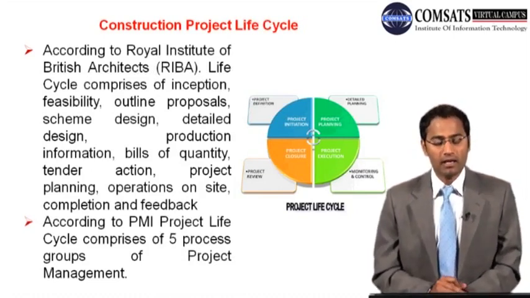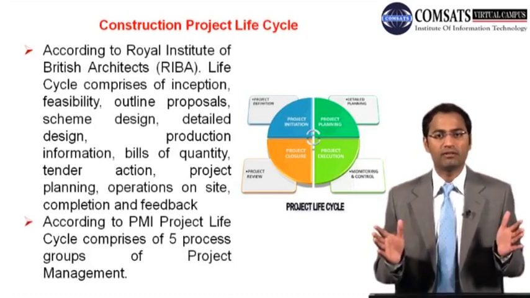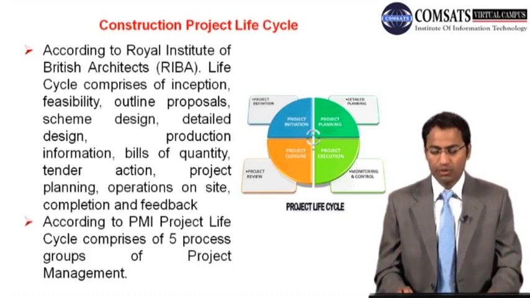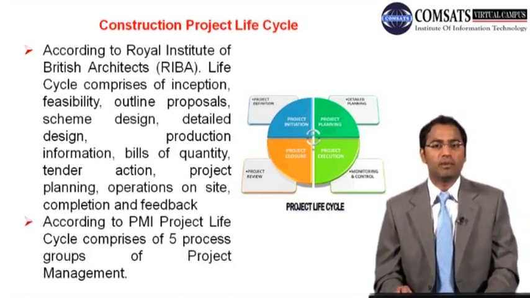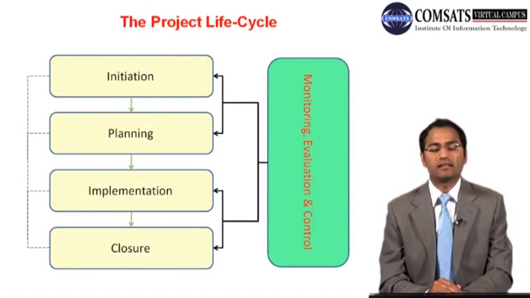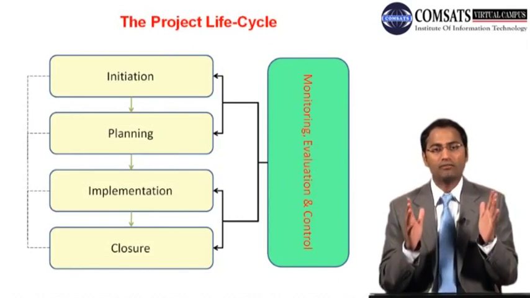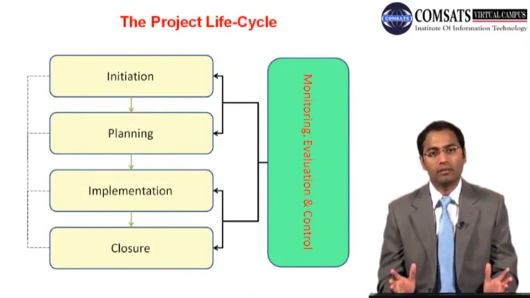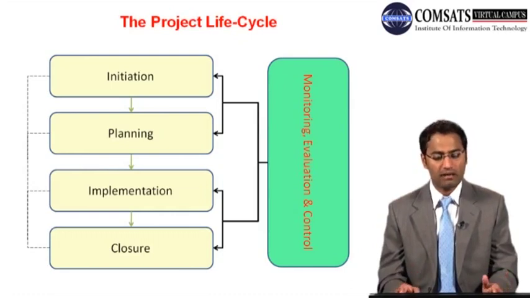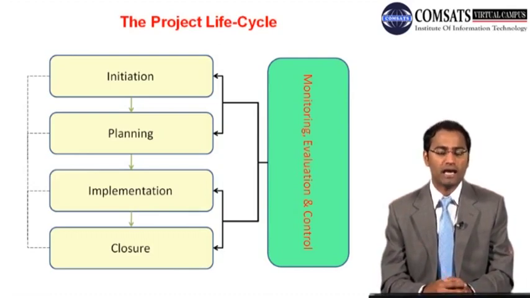And according to the PMI, the project life cycle comprises 5 process groups of project management. So if you actually divide your project according to the project management concept, you can have 5 phases. But this applies only to a simple project. This applies to a complex project as well, but within a particular phase. And this is the concept we are talking about. We actually initiate the project first, and then we plan it, and then we implement the project management plan, and then we close. And throughout the life cycle, we are carrying out project monitoring and control activities.